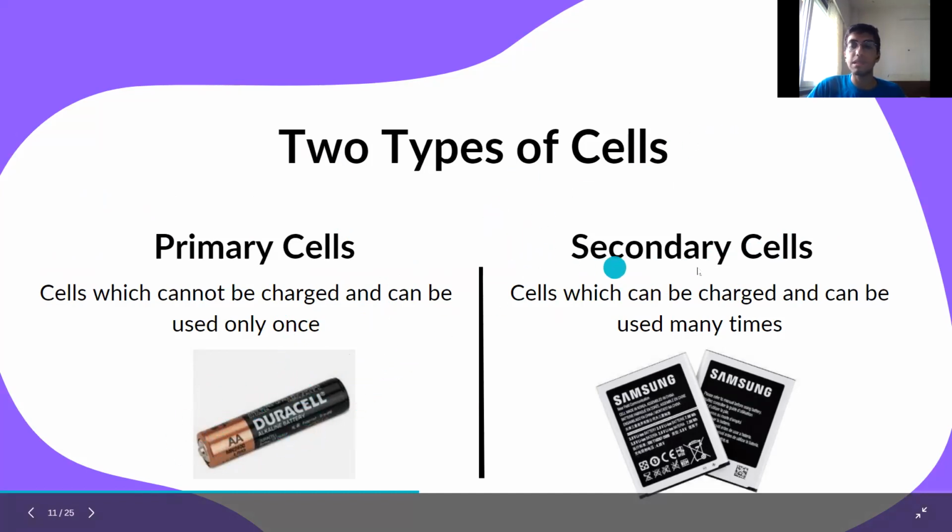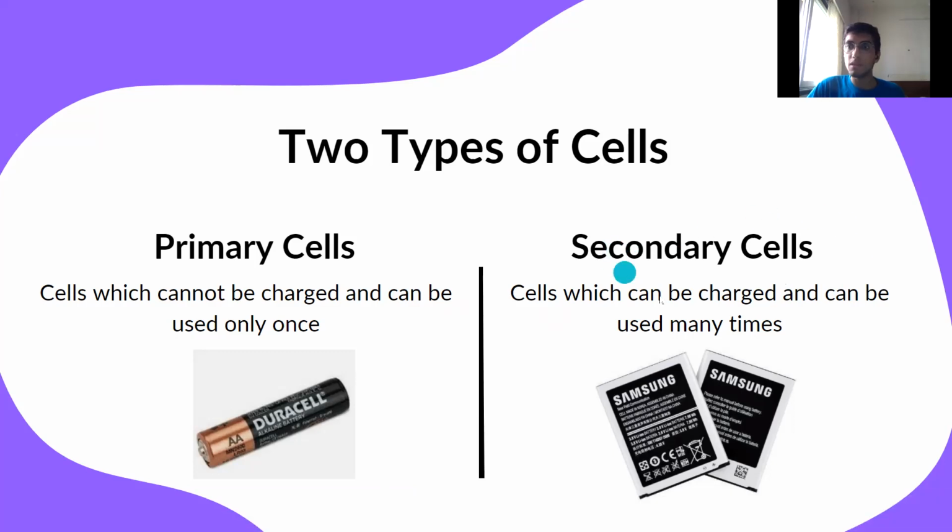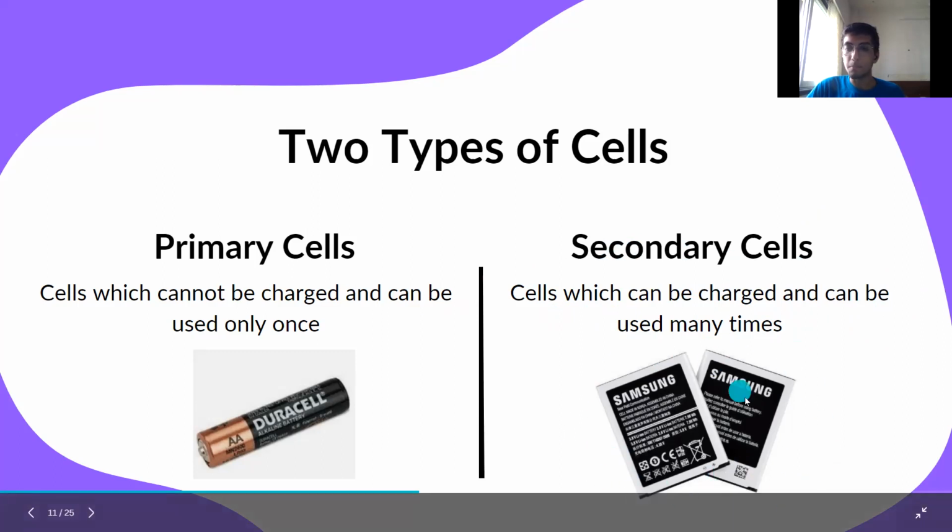The second type are the secondary cells, which can be recharged n number of times and can be reused many times, and they can be charged by passing electric current through them. And the best example, as we know, we use it in our day-to-day lives, are the mobile cells.